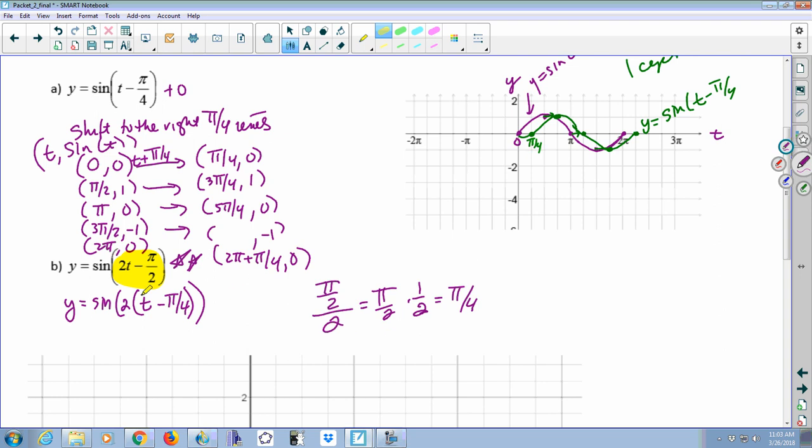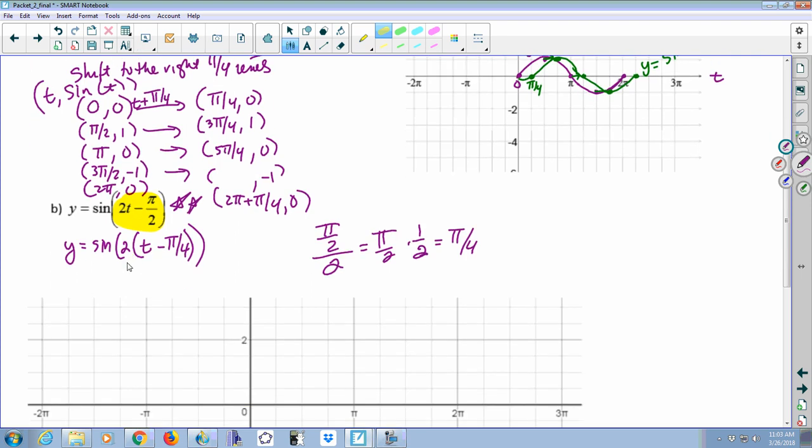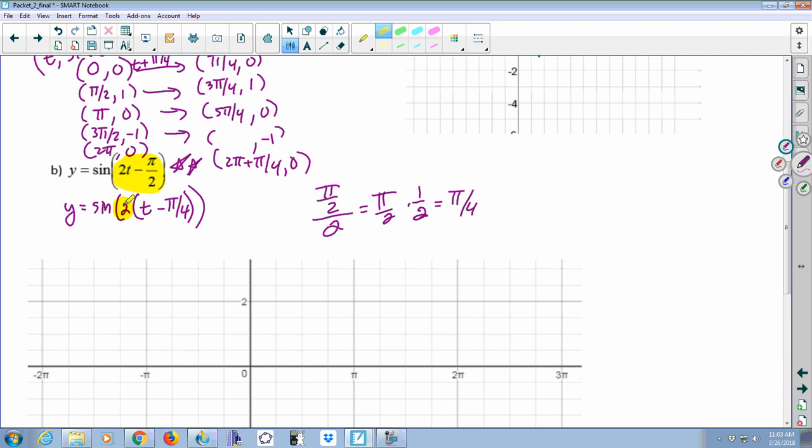Okay. Now this is what you're going to graph. Notice I tried to keep it so we didn't have to do too much work. It looks a lot like this one up here, right? The only difference is our period is changed. So here our value of b is 2. So now we know that we've got a new period. The period can be gotten by taking 2 pi and dividing it by b, which is this coefficient right here. So 2 pi over 2 is pi.